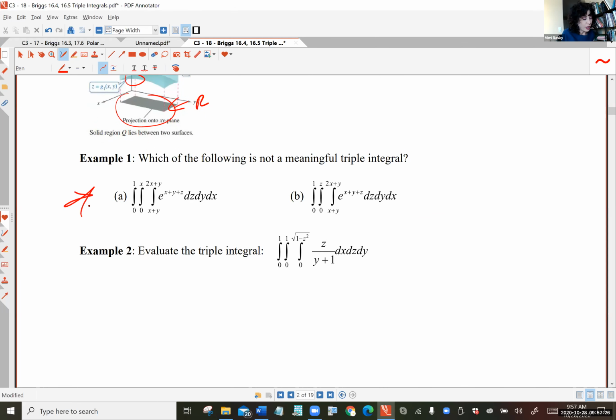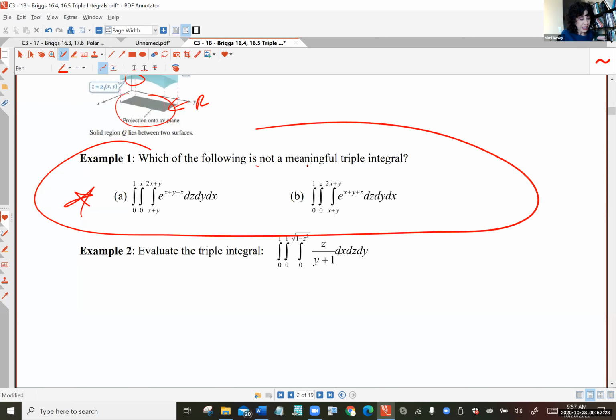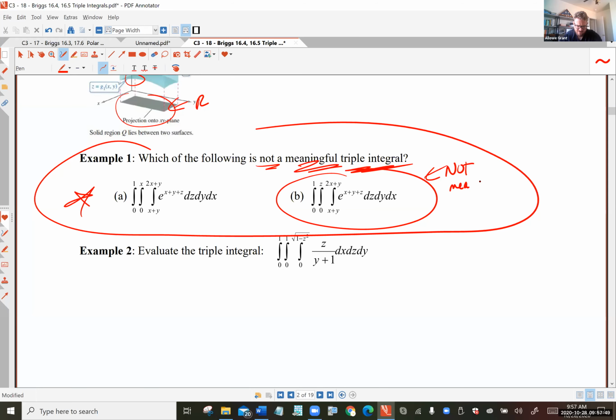But quick, which one of these is not a meaningful triple integral? We're not going to do either A or B, but how can you tell one of those is completely illegal or not meaningful? B. Well, you can look at the limits. So why is B not okay? That is correct. The limits include the variable being integrated. Well, which integral is the one that's the problem child?